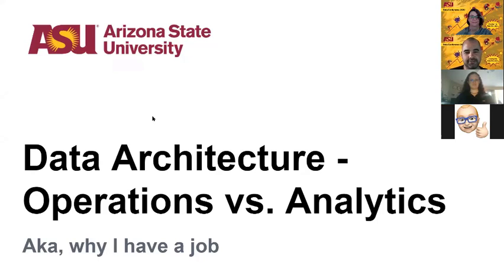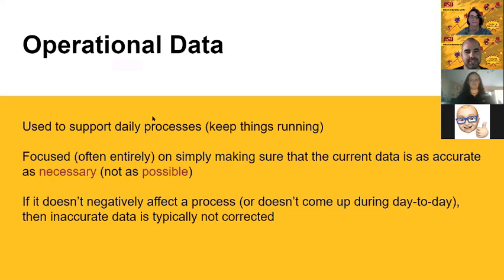So operational data. This is what you see in things like PeopleSoft or some parts of Canvas. This is specifically what we need to have in order to keep things moving along. It's hopefully current as of right now, right? We don't necessarily care what happened yesterday in many circumstances, because it might not actually affect what happens today.